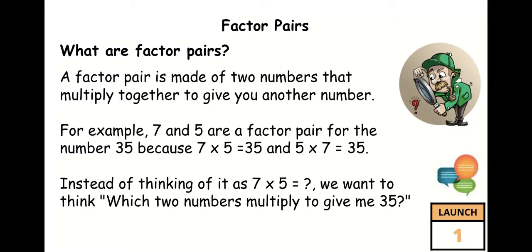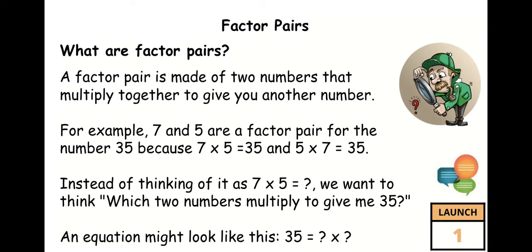Instead of thinking of it as 7 times 5 equals blank, we want to think which two numbers multiply to give me 35. An equation might look like this: 35 equals blank times blank.